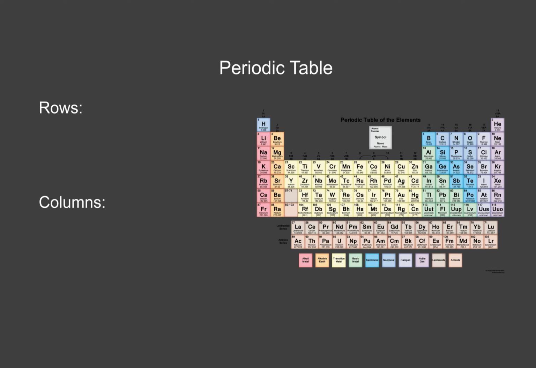So rows on a periodic table are oriented left to right. So you can see there's a row here. That's one row. This is a row. This is a row. And if you look, we have 1, 2, 3, 4, 5, 6, 7 rows on the periodic table. These are not separate rows down here. We'll talk about that in just a second. So 7 rows on the periodic table.